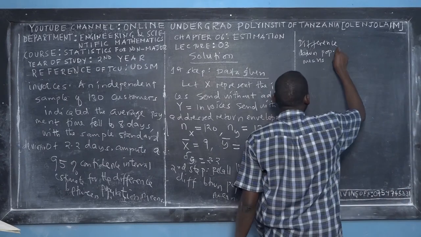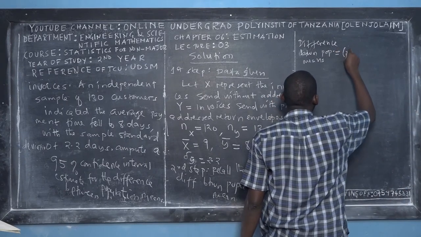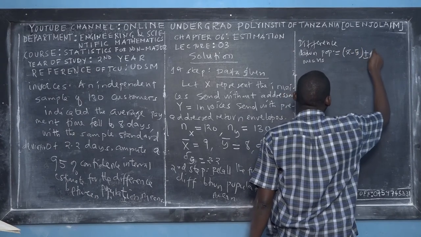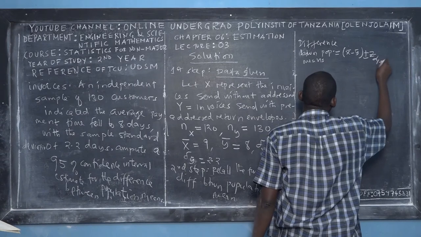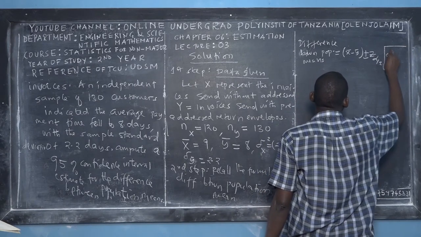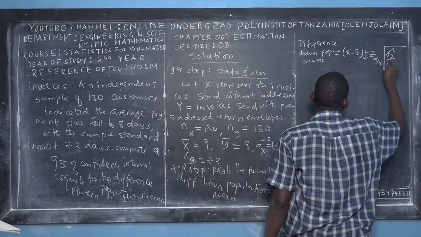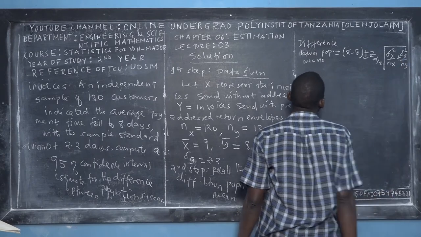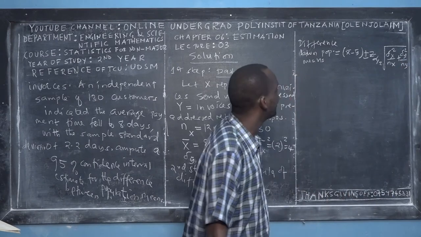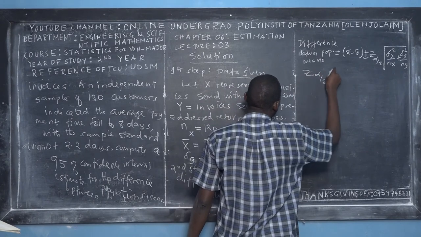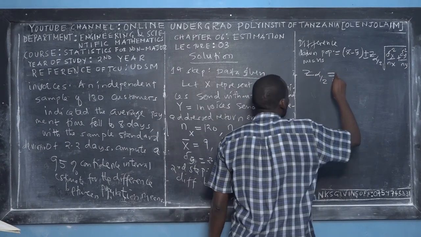So this is equal to the difference in sample means plus or minus Z at alpha over 2. Then we have the square root of the variance of X over NX plus the variance of Y over NY. Right? So remember that, Z at alpha over 2. We are talking all about Z.